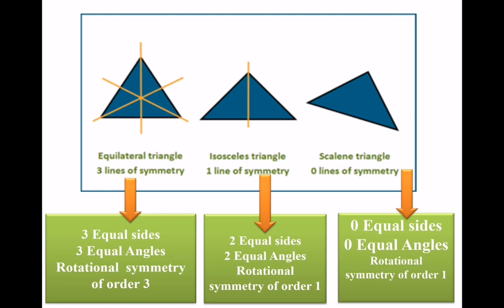What about triangles? Triangles are polygons. They are not quadrilaterals, they are polygons. They have three sides. The equilateral triangle has three lines of symmetry, so this means it has rotational symmetry of order 3. Isosceles triangle has two equal sides, two equal angles, rotational symmetry of order 1. Scalene triangle has zero lines of symmetry, zero equal sides, zero equal angles, and rotational symmetry of order 1.